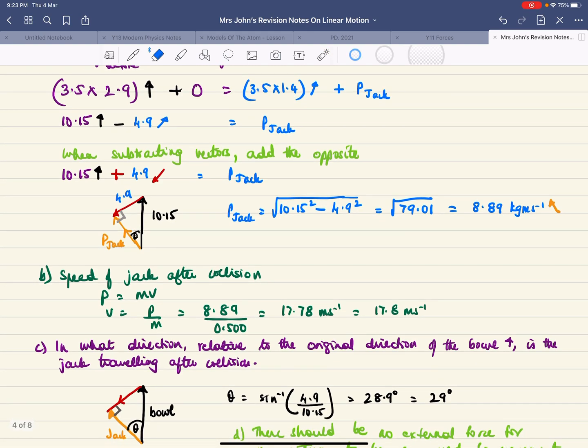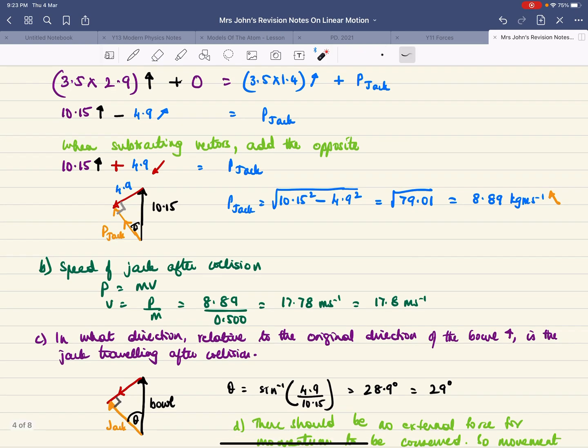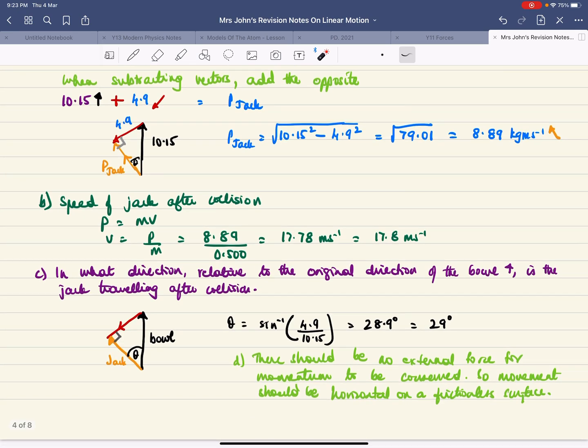Speed of jack after collision: momentum divided by mass is the speed. And then in what direction to the original direction of the bowl is the jack traveling? So I've just redrawn this triangle over here. They're the same, just indicating that's the original direction of the bowl. This is the direction in which the jack is traveling, so you want this angle. And then I just looked at this triangle for the values. So it's just sine inverse of 4.9 over 10.5, and you get 29 degrees.